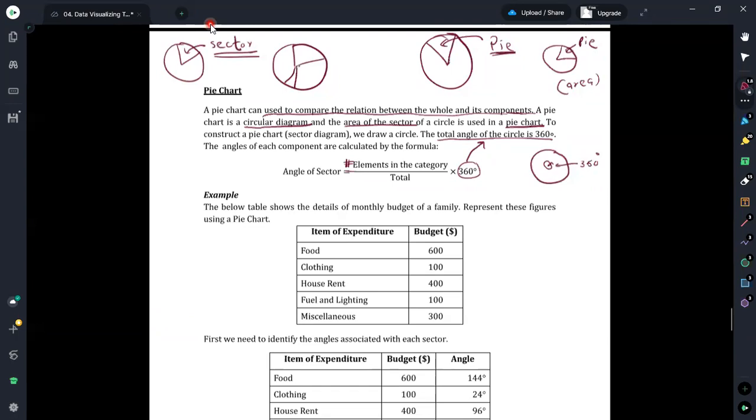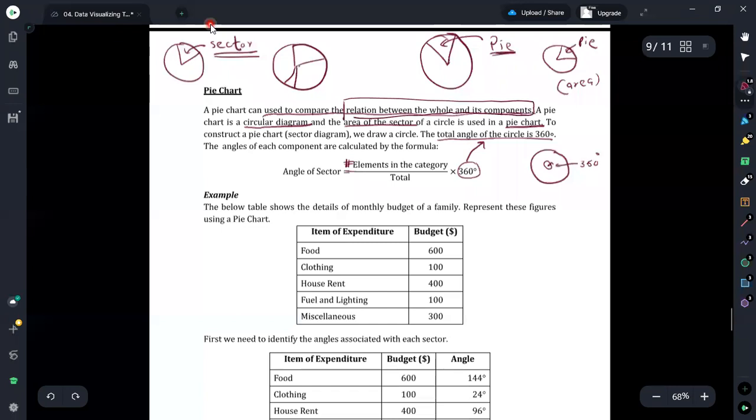Now actually what we need to do here is, rather than comparing these clothing, food, house rent and miscellaneous using a pie chart, what we can identify easily is the relationship between the whole and its components. It simply says how we are dividing or expending our monthly salary in the categories that we are supposed to have our expenditures.